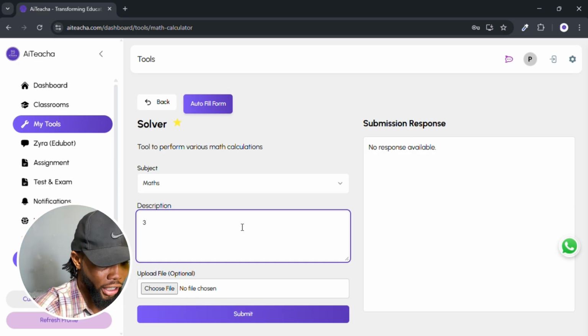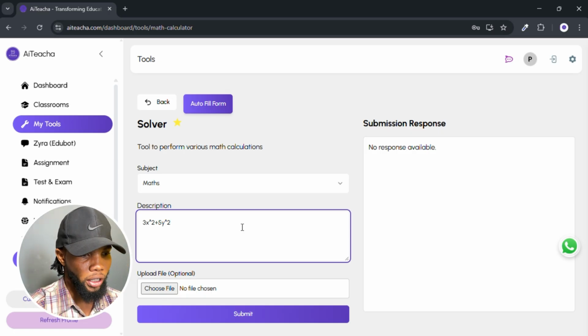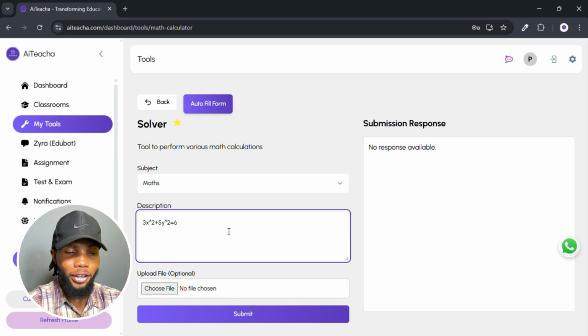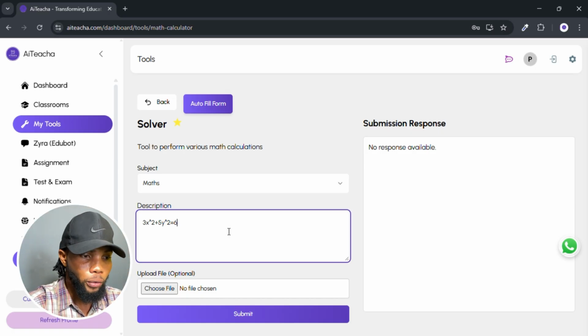So 3x raised to power 2 plus 5y raised to power 2 equals 6. So this is the equation we want to solve. So let's get the answers.